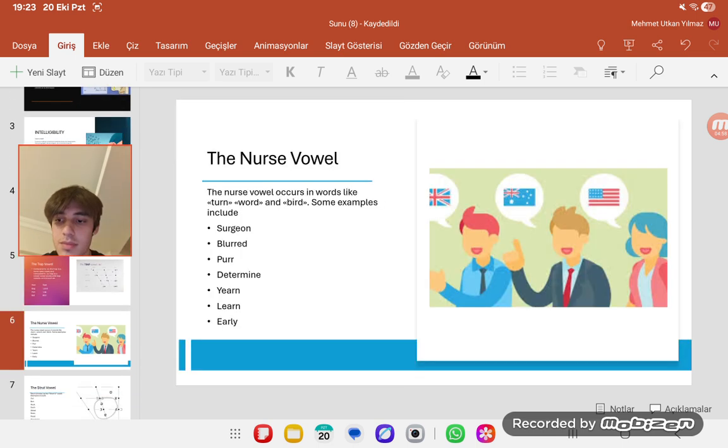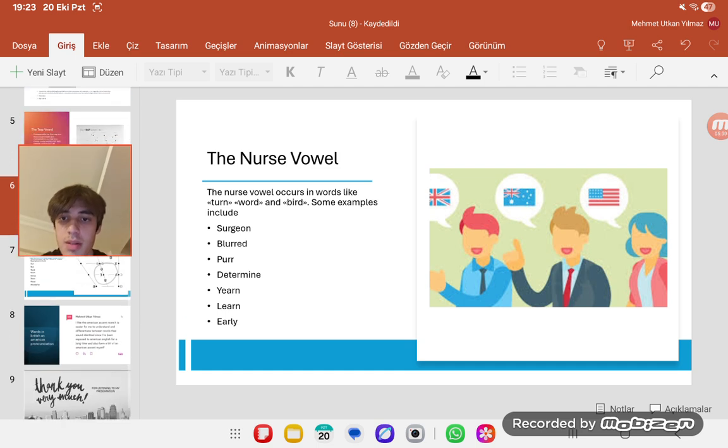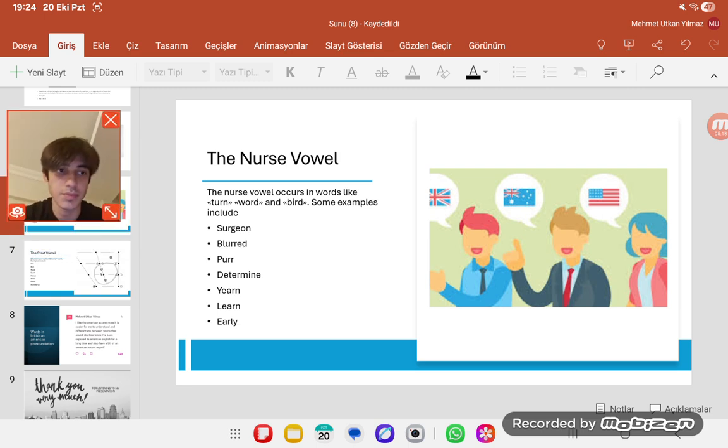The nurse vowel. The nurse vowel occurs in words like turn, word, and bird. Some examples include surgeon, blurred, purr, determine, yearn, learn, and early.